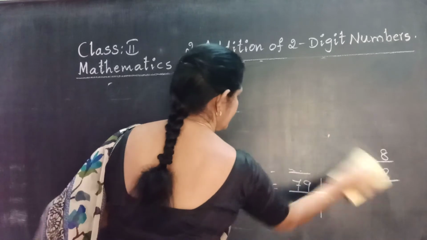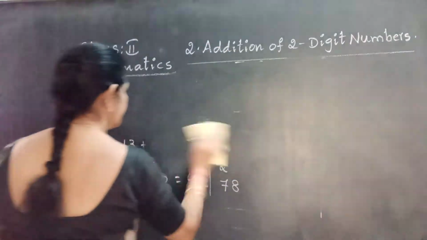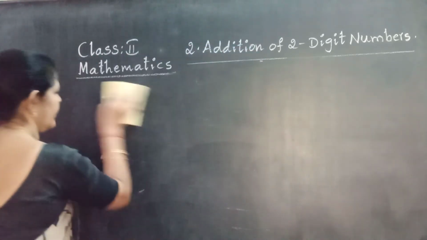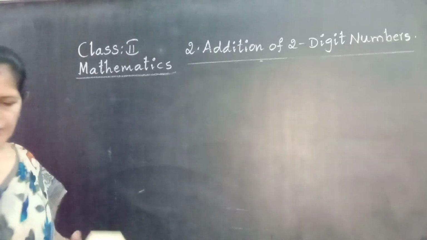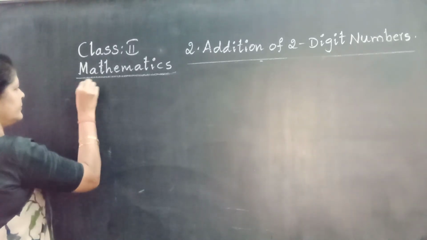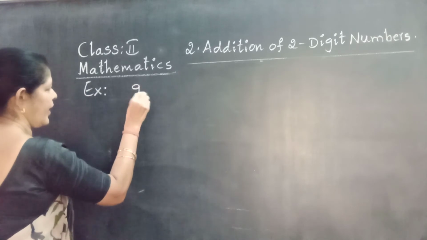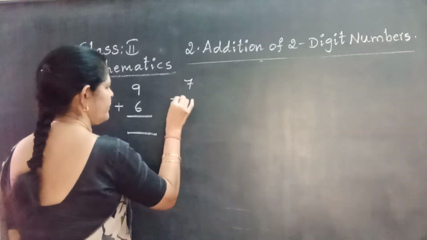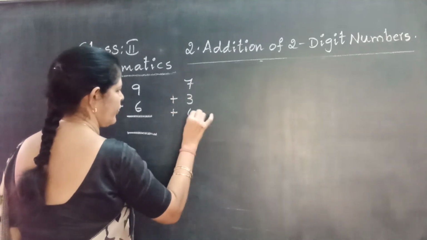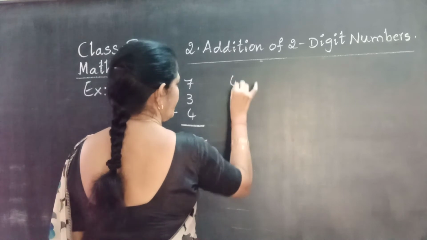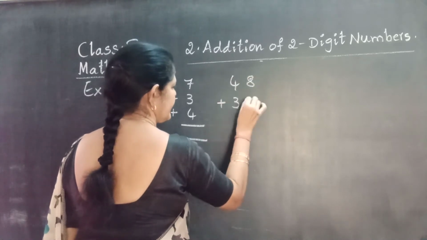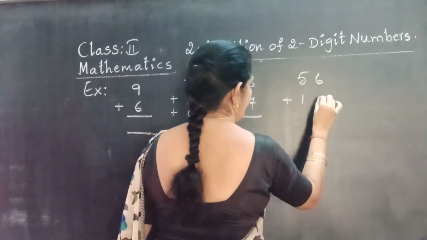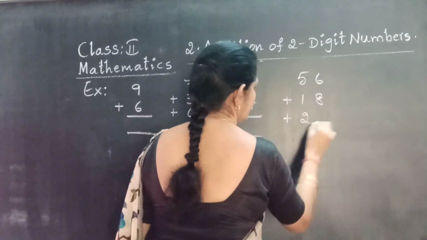Addition with regrouping. Without regrouping means simple additions. Now, with regrouping, examples: 9 plus 6. 7 plus 3 plus 4. 48 plus 37. 56 plus 18 plus 20.